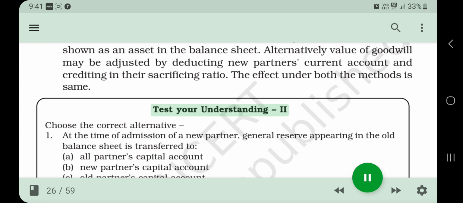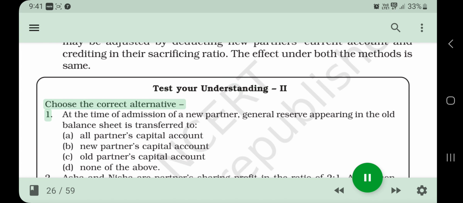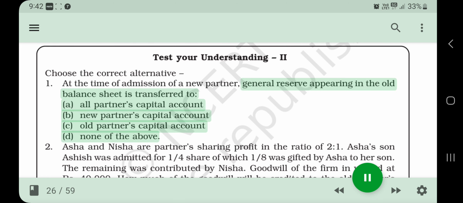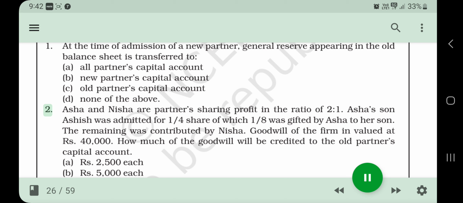Test your understanding. 2. Choose the correct alternative. 1. At the time of admission of a new partner, general reserve appearing in the old balance sheet is transferred to: a. All partners' capital account, b. New partners' capital account, c. Old partners' capital account, d. None of the above.